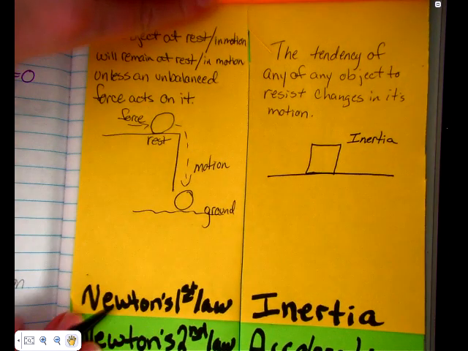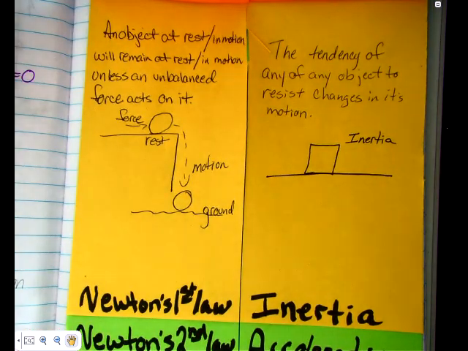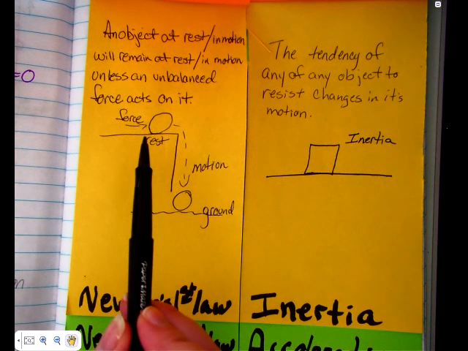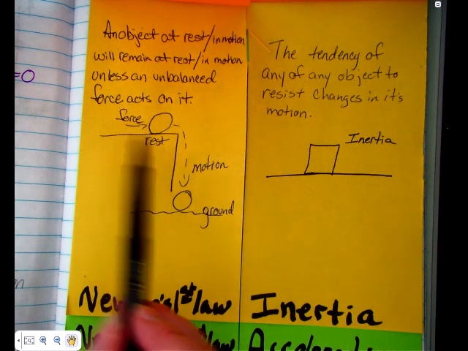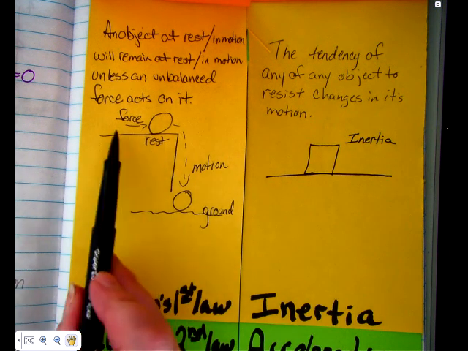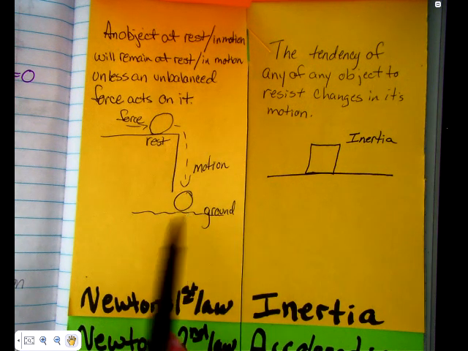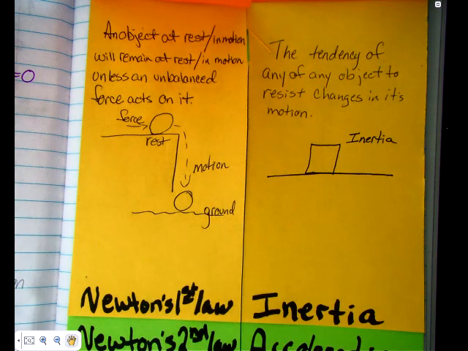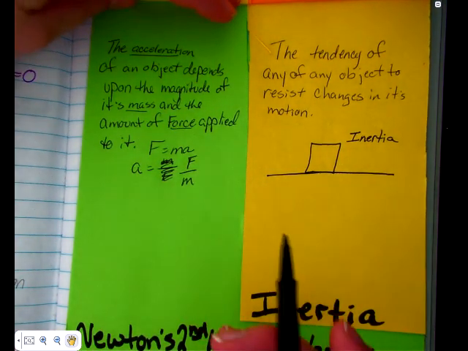Okay? So that's also Newton's first law. An object at rest or in motion will remain at rest or in motion unless an unbalanced force acts on it. Okay? So here I drew a circular object on some sort of surface like a table, and it's at rest at this point, but then a force comes along and pushes it, it falls off the table, so it's in motion and it hits the ground. Okay? You can draw your own diagram how you want to explain Newton's first law.